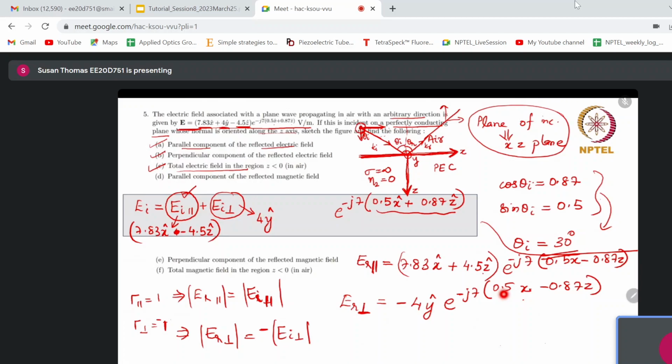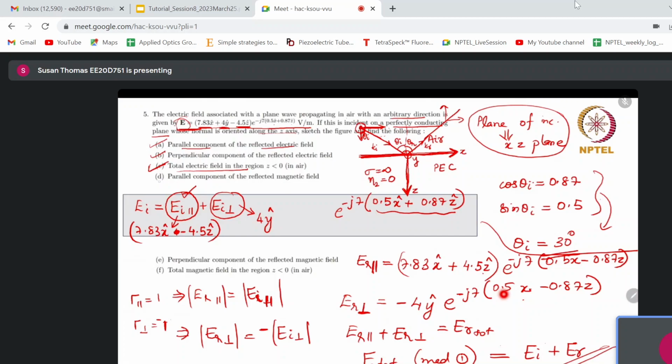If you add it with EI, then it becomes the total electric field in region 1, that is z less than 0, or I can say in the air. So ER parallel plus ER perpendicular will give us ER total. Now E total in medium 1, that is in air, is EI plus ER. So add these two components and then add the initial EI component, and you will get the total electric field, which is the answer to the C part of this question.